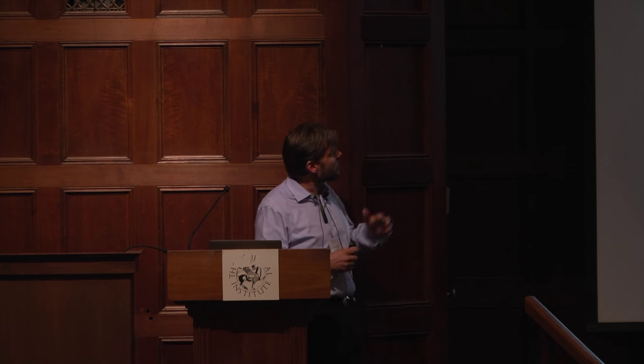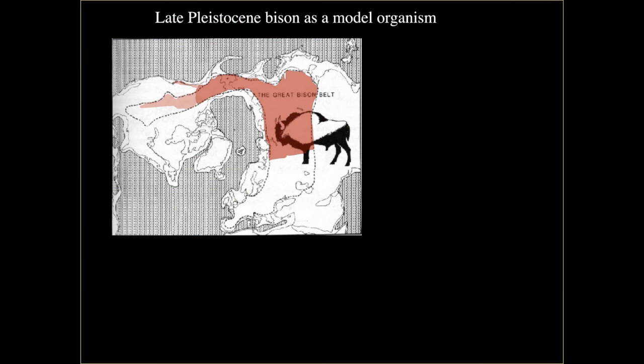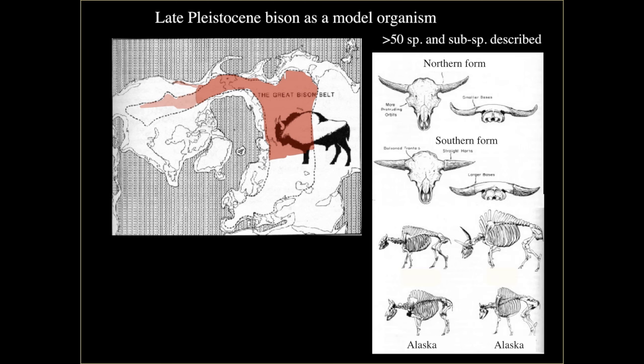So we've extended this kind of work through a number of different species. My favorite is the bison. This is the one that we've been working on for the longest. It's our model organism. There's a huge number of species through space and time that have been described, or subspecies, probably most on very dubious grounds. Big morphological variation. You can see between the Alaskan form and the southern US form. Huge size changes through time. And they're very easy to get.